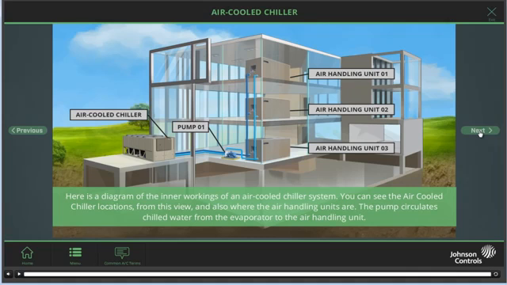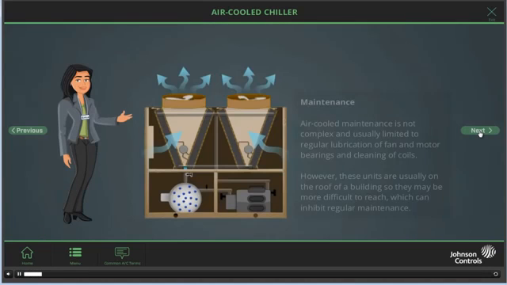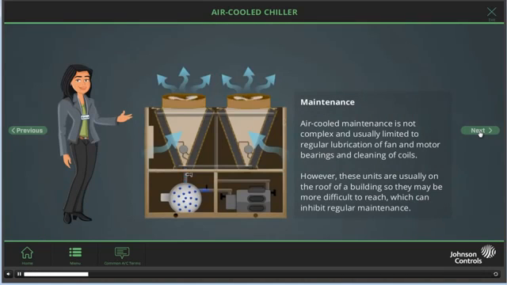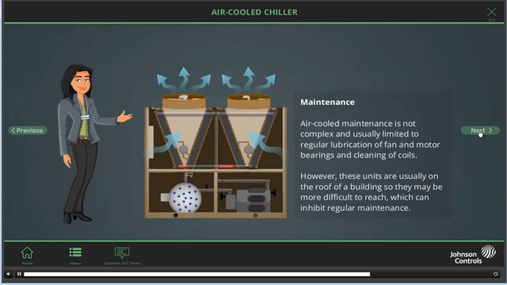Air-cooled chiller maintenance. Air-cooled maintenance is not complex and usually limited to regular lubrication of the fan and motor bearings and the cleaning of coils. However, these units are usually on the roof of a building, so they may be difficult to reach, which can inhibit regular maintenance.